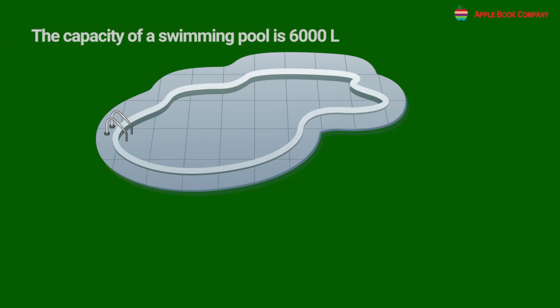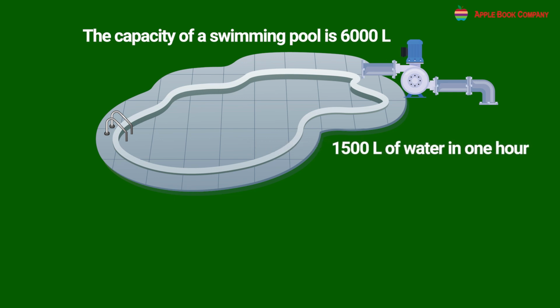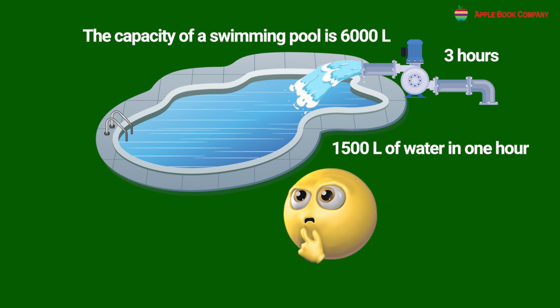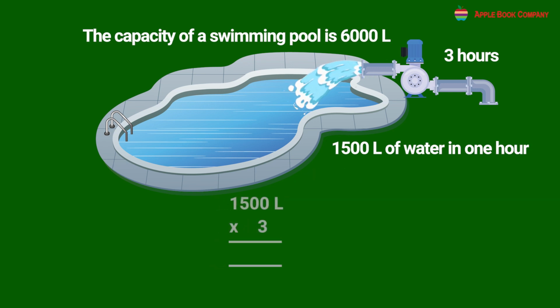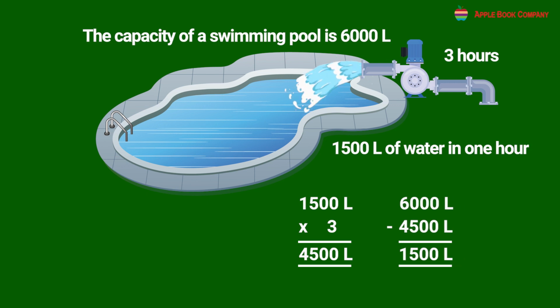HOTS. The capacity of a swimming pool is 6000 liters. A pump is used to fill water in the pool. It can fill 1500 liters of water in 1 hour. If the pump works for 3 hours, find the quantity of water that is filled. For how long should the pump work in order to fill the remaining part of the pool? Pump works for 3 hours, 4500 liters. Hence, it takes 1 more hour in order to fill the remaining part of the pool.